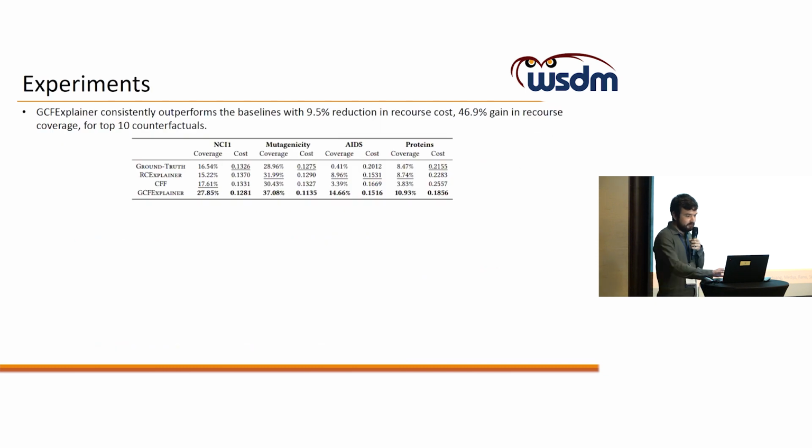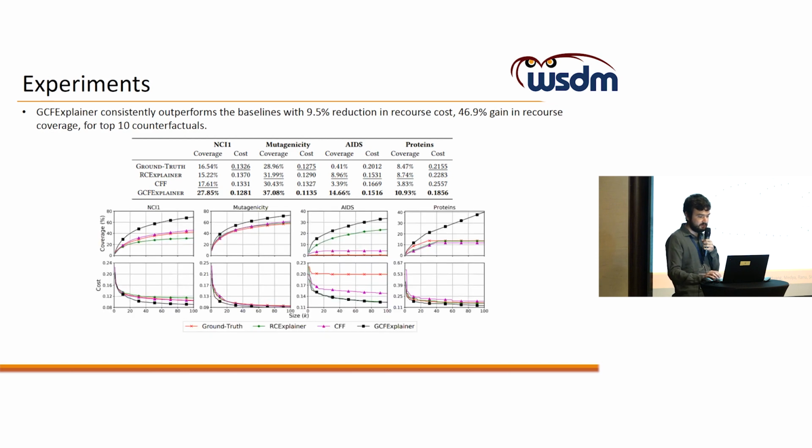In our experiment, we use 4 well-known graph classification datasets. And since we are the first global counterfactual explainer, we compare our method with 2 local counterfactual state-of-the-art explainers and ground truth counterfactuals, which are actually the graphs from the opposite class in the same dataset. This table shows coverage and cost performance with the size of C equal to 10. Our method outperforms the baselines in all metrics and datasets. The figures below show coverage and cost performance with different sizes of C from 1 to 100, and our method consistently outperforms the baselines under different sizes.